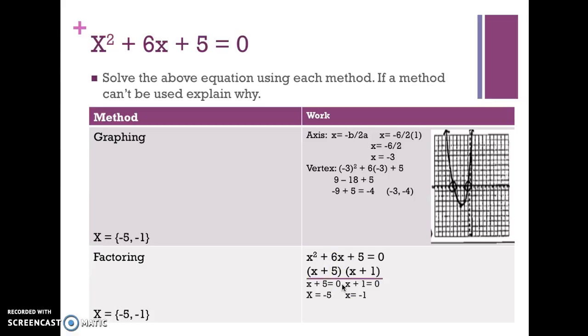We go ahead and draw our lines, making sure that we separate the answers, and we set each side equal to 0. So x plus 5 equals 0, x equals negative 5, and x plus 1 equals 0, so x equals negative 1. And notice we get the same solution as we did in the graphing method. So both of those methods work for this case.